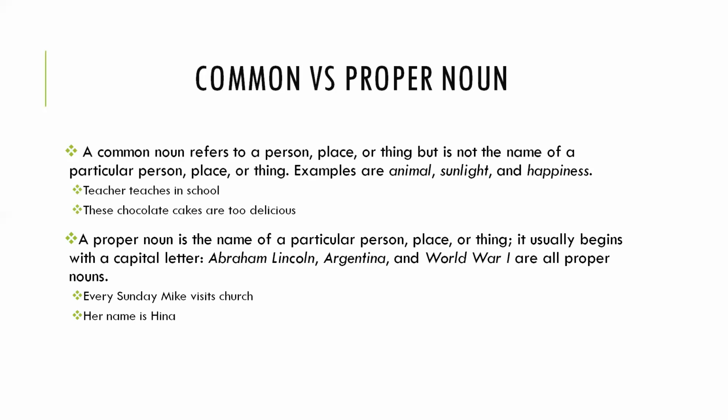Her name is Hina. H is capital. Why? Because I'm talking about a particular girl. I'm talking about Hina. I'm not talking about all girls. So common noun talks about each and everything commonly, and proper noun means specifically about one thing or one person. Then the third type is collective noun, as is clear from the name.